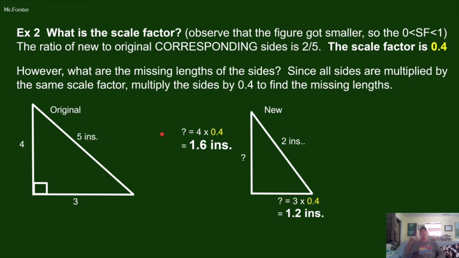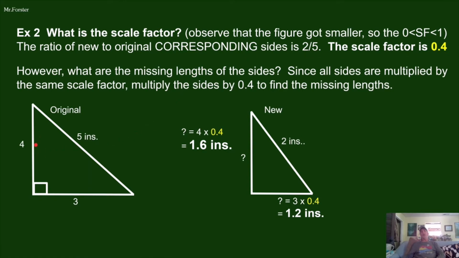Is it 5 over 2 or is it 2 over 5? So it's 2 over 5 that will make a fraction less than 1. 5 over 2 is the wrong one. So if we're going to multiply going left to right, our scale factor is 0.4.